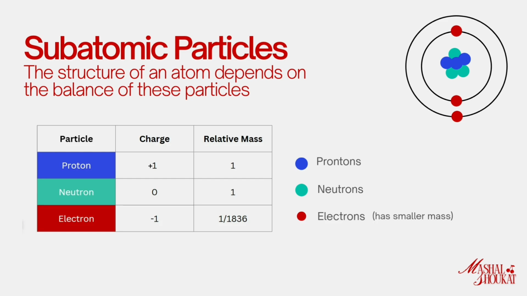They both have a relative mass of 1, while electrons are much smaller, with a relative mass of about 1 over 1836. This means most of the atomic mass comes from the nucleus.